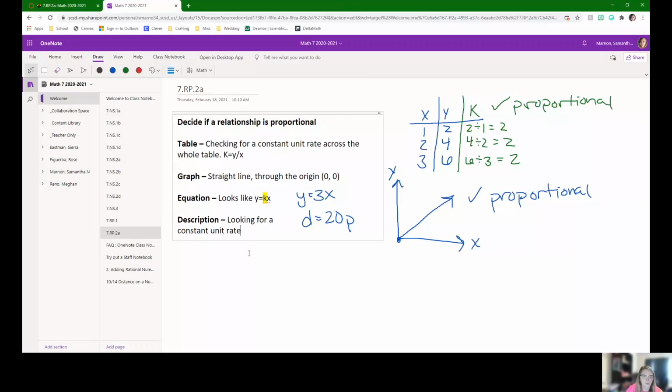So 7.RP.2a, just deciding, is it proportional, yes or no? So you don't need to know all the fancy vocabulary other than proportional, yes or no. And then we can say my 3 favorite words. Yes, it is proportional because it has a constant unit rate.